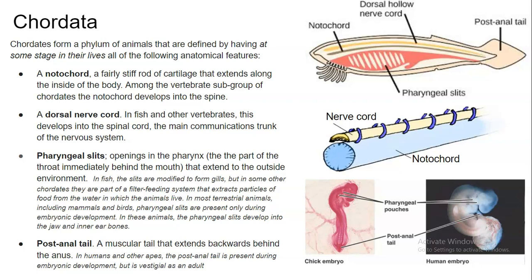One quick thing, the difference here between notochord and nerve cord, make sure you understand. The notochord is our stiff rod of cartilage, so the notochord doesn't have any nerves in it. It's the nerve cord that usually rides atop the notochord that's actually where all the nerves come out of.